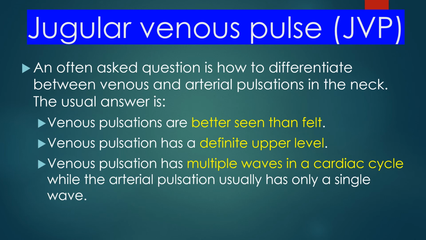An often asked question is how to differentiate between venous and arterial pulsations in the neck. The usual answer is venous pulsations are better seen than felt. Venous pulsation has a definite upper level and venous pulsation has multiple waves in a given cardiac cycle, while arterial pulsation usually has only a single wave.